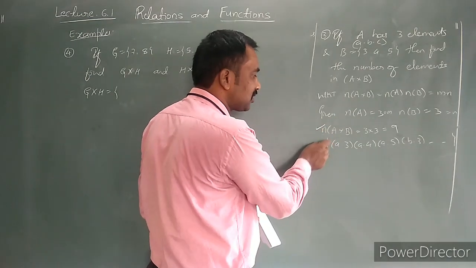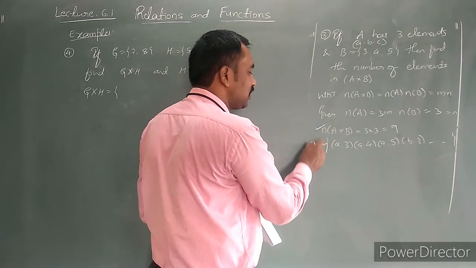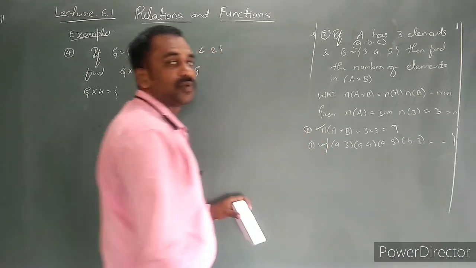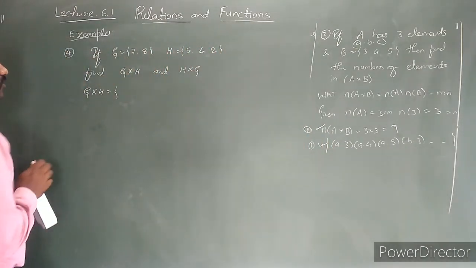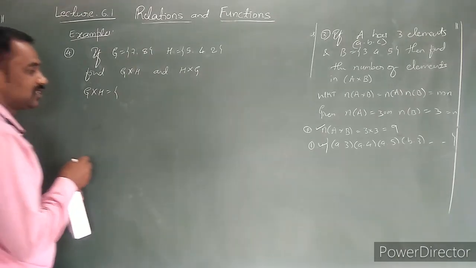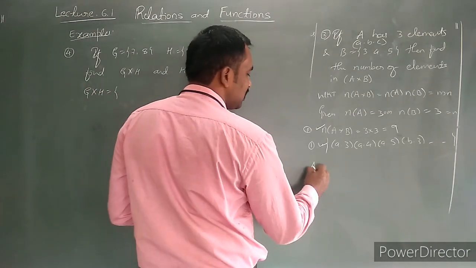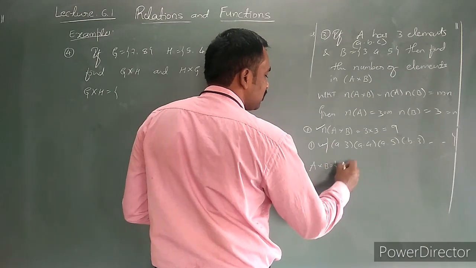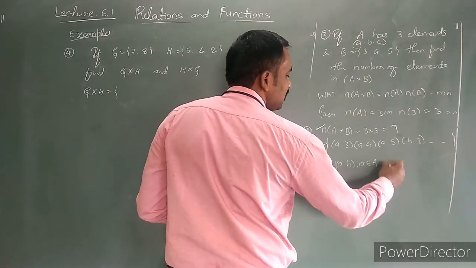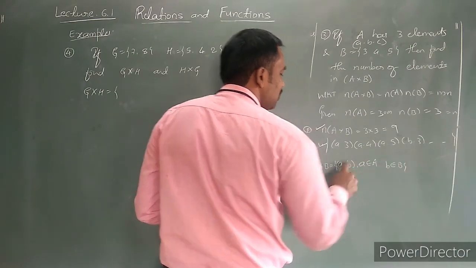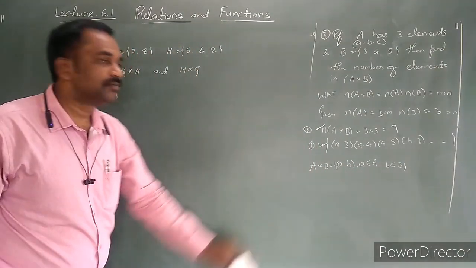First or second, which one is required? Here, the first one is required. First one is nothing but what are the elements? Ordered pairs we need to write. G cross H: general definition we know that. What is A cross B? A cross B is equal to the set of (a, b) where a belongs to the set A, b belongs to the set B. First element must belong to the first set.